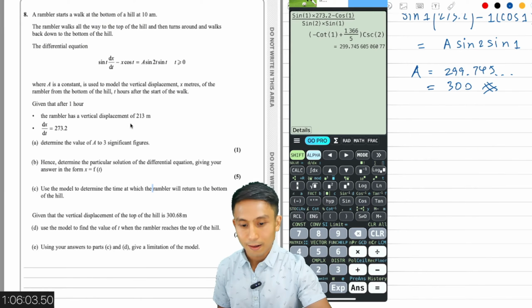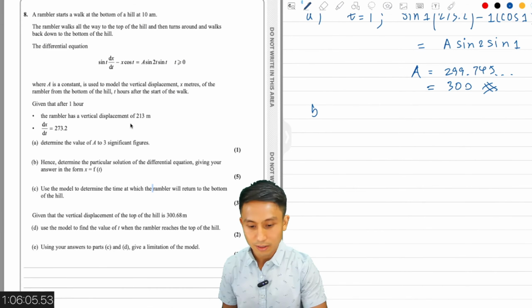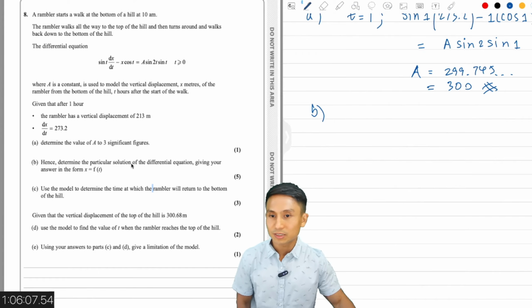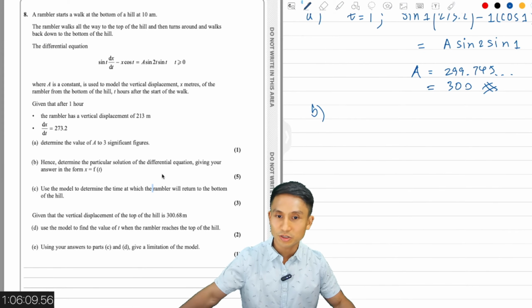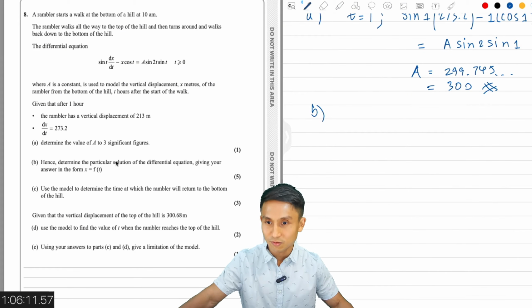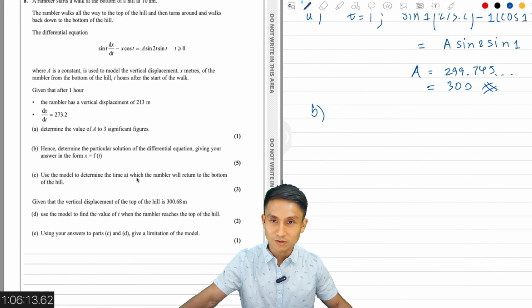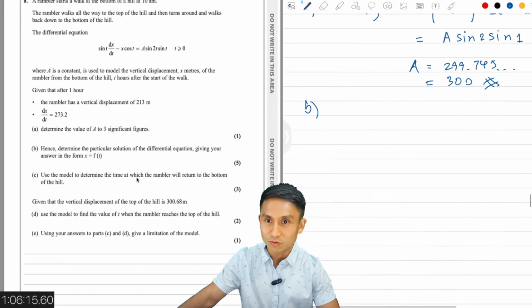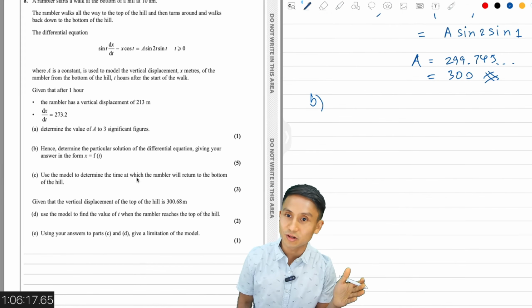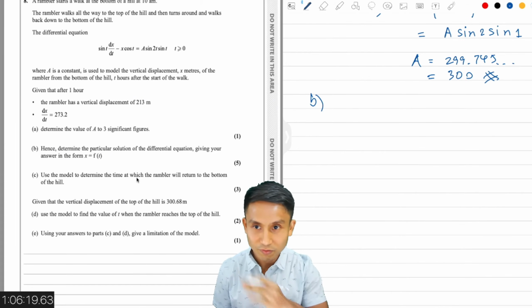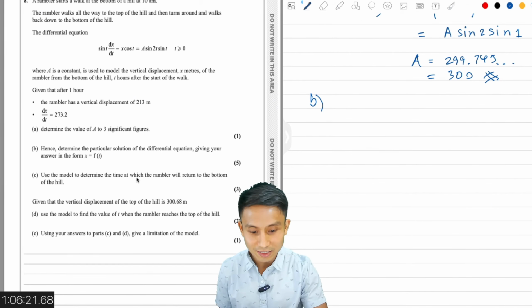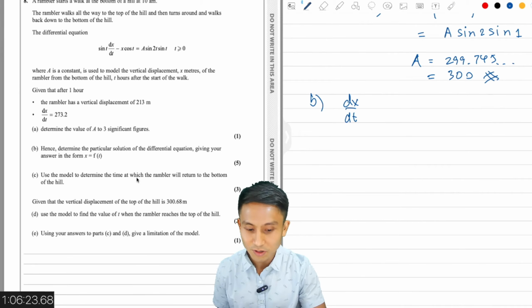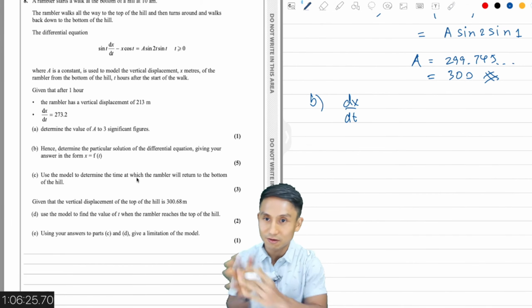Okay. And then what? Part B. Hence, determine the particular solution to the differential equation, giving your answer in the form of x. All right, so we're going to have to arrange this so that it is a first order differential equation first. If we divide everything by sine t, I get dx by dt. You've got to make dx by dt alone first on the left side.